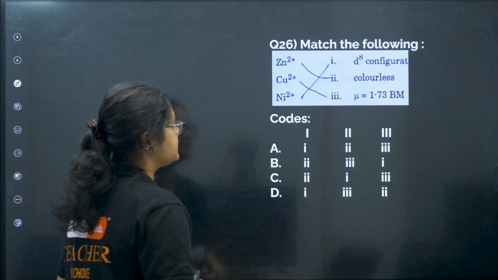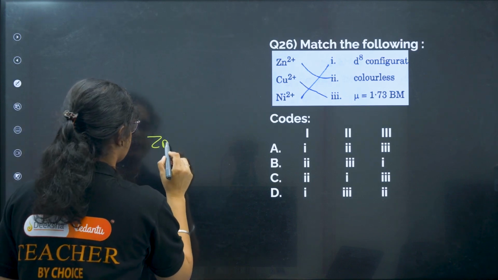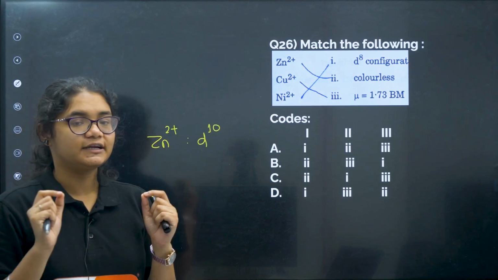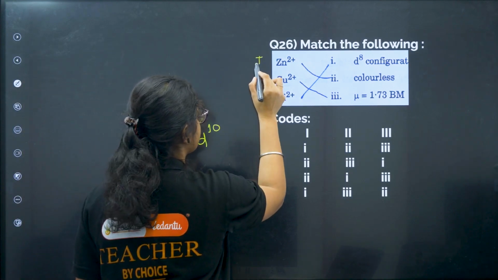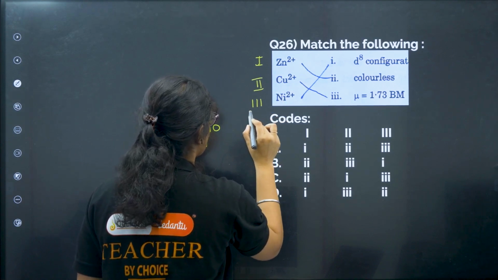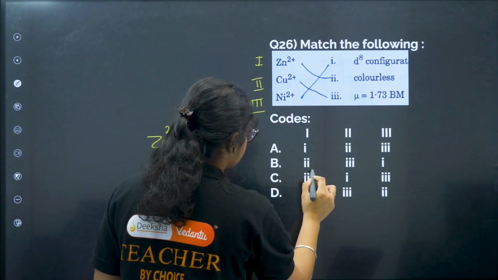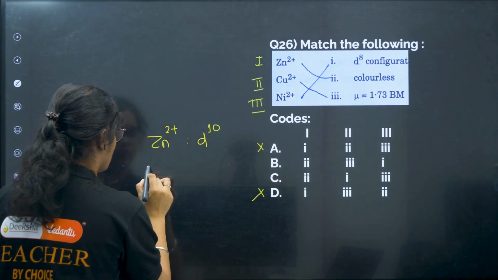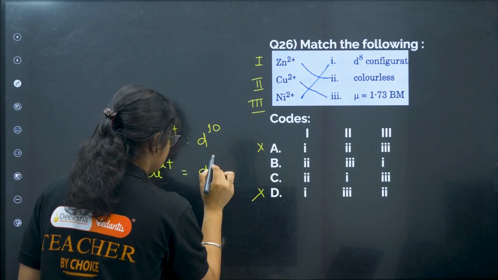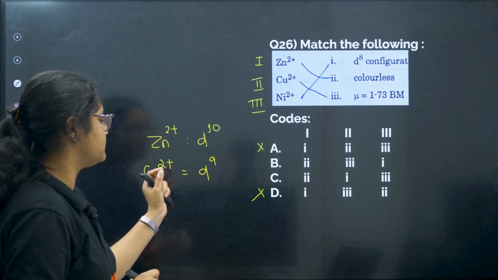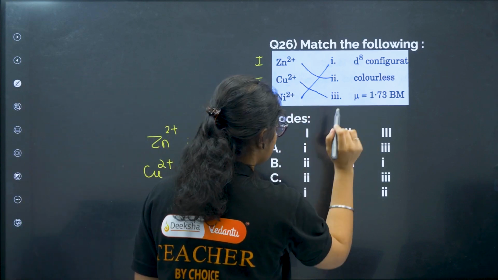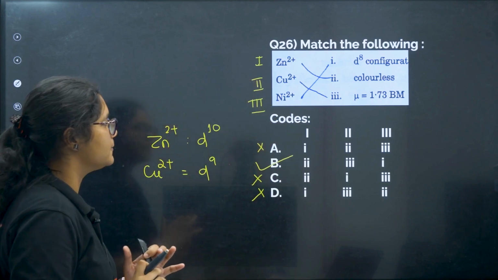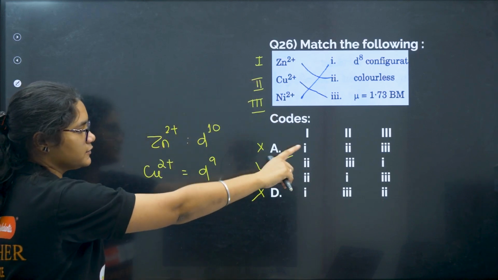Match the following. We have Zn2+. If you know the Zn2+ configuration, Zn2+ is d10 configuration. It has no unpaired electron, because of which it is colorless. So I can write it like this: 1, 2 and 3. Zn2+ is colorless, so 1 is 2. We can eliminate these two options. Now copper 2+. The configuration of copper 2+ is d9. There is one unpaired electron, so the magnetic moment will be 1.73. So for 2 it will be 3. We can eliminate this one also. The correct answer will be option B. Now the nickel 2+ configuration is d8, so that is also the correct answer.